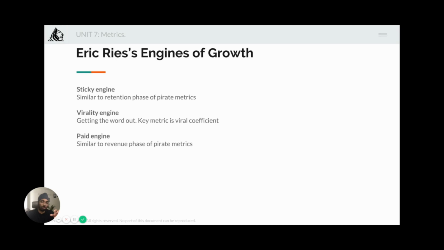So just to repeat, sticky engine is similar to retention in Dave McClure's Pirate Metrics. Virality engine is similar to the referral phase, and paid engine is rather the revenue phase. So Eric Ries doesn't talk too much about the acquisition or activation. Moving on.